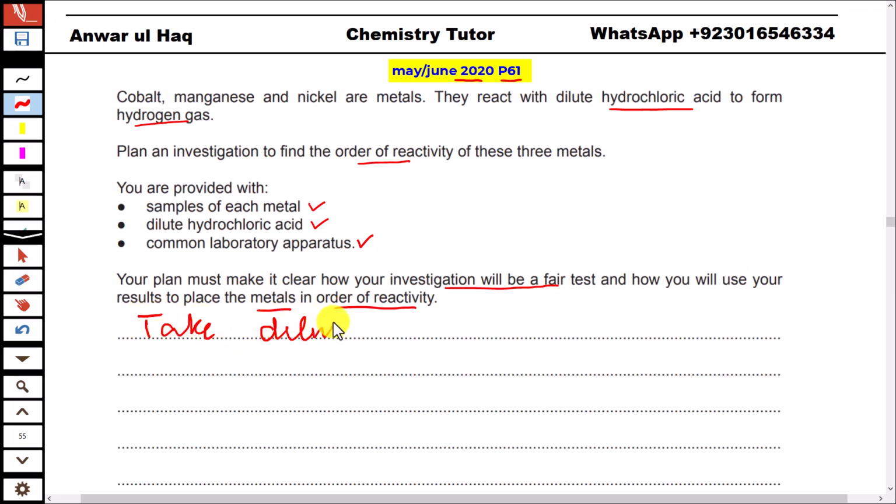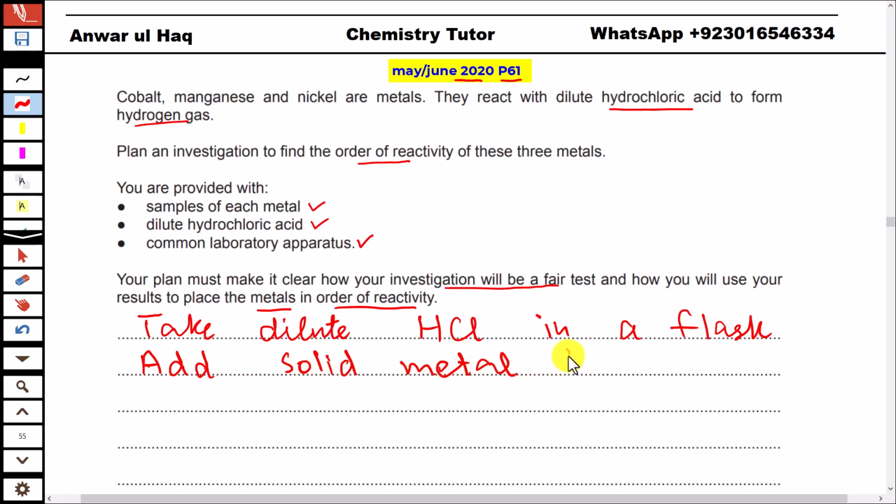dilute hydrochloric acid in a flask, or you may take this HCl in beaker or test tube. Then add solid metal to it. Once you add solid to it, the reaction will start and you have to start timing.